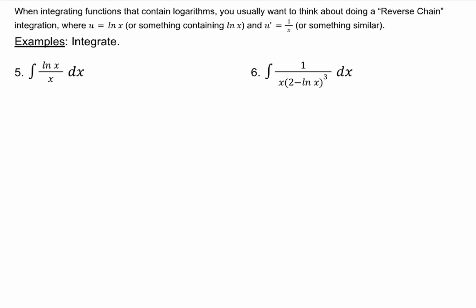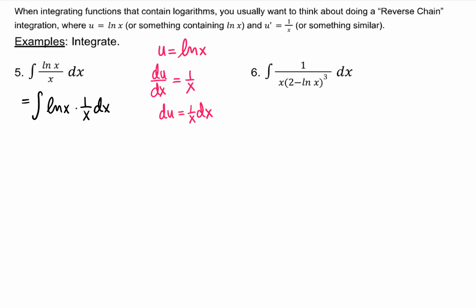When integrating functions that contain logarithms, you usually want to think about doing a reverse chain integration, where u is equal to ln x or something containing ln x, and u prime is 1 over x or something similar. To begin, u is equal to ln x. That would make du over dx equal to 1 over x, so du is equal to 1 over x dx. You don't actually have to substitute any u's into this integral in order to integrate, but I'm going to substitute the u's so that it might be visually clear how we got our answer.